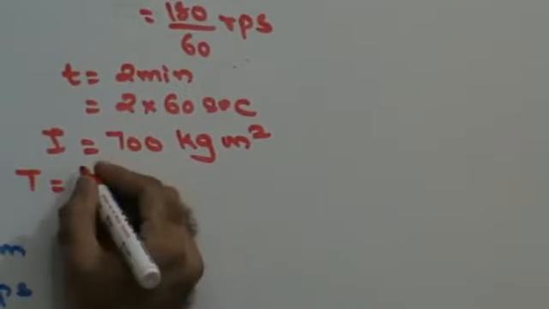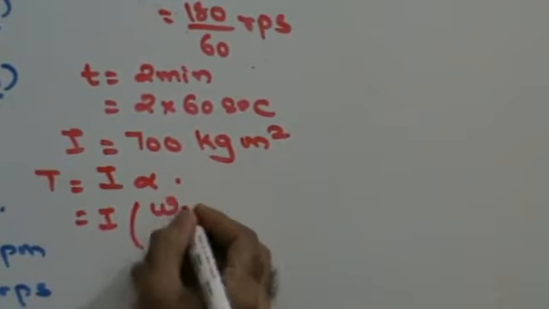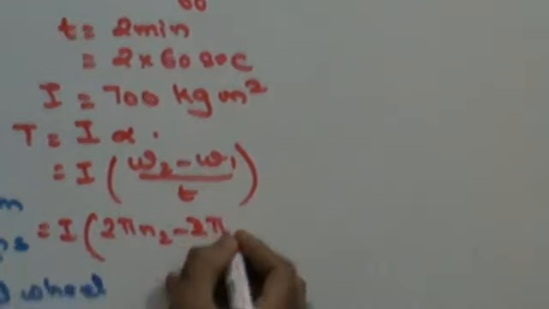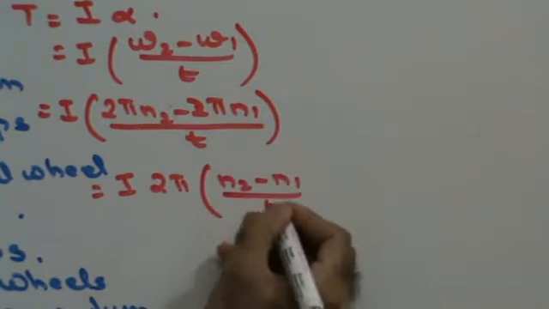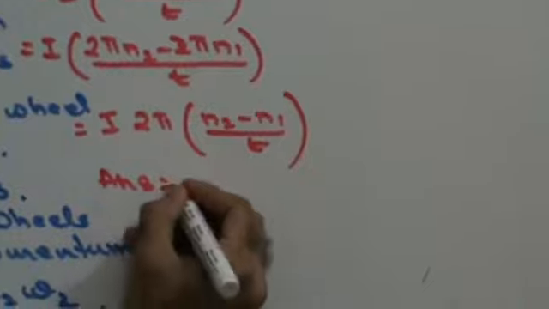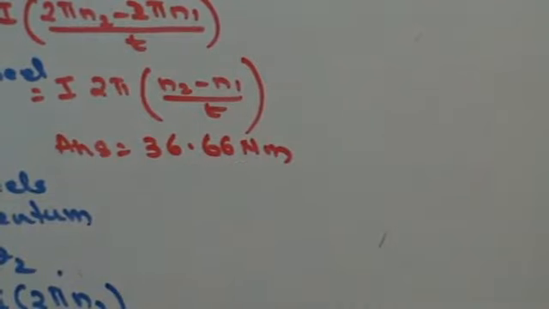Now, torque, guys, we know is nothing but I alpha. Alpha can be written as omega 2 minus omega 1 upon T. Omega can be written as 2 pi n. So I into 2 pi n2 minus 2 pi n1 upon T. Here I could take 2 pi common. So this is n2 minus n1 upon T. I know I, n1, n2 and T. I should be able to get the answer for this sum. Answer should be 36.66 Newton meter. Right, take the next one please.